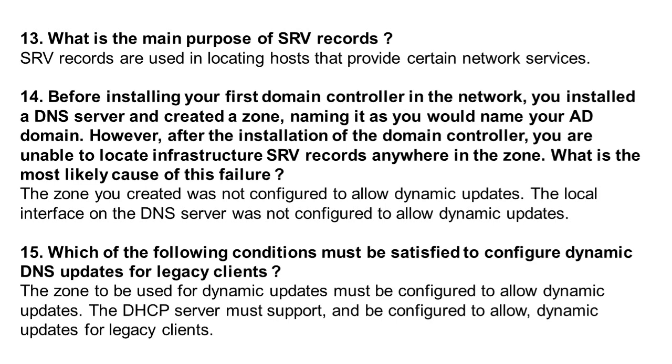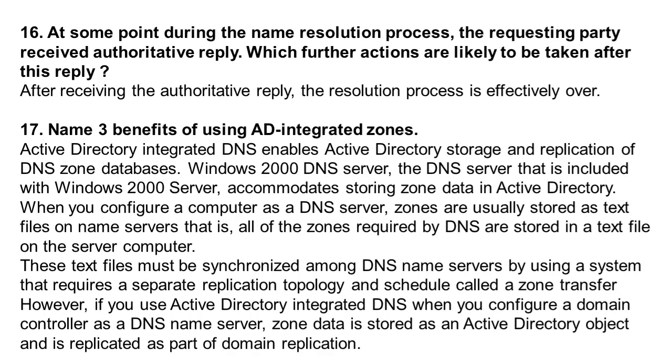Which of the following conditions must be satisfied to configure dynamic DNS updates for legacy clients? The zone to be used for dynamic updates must be configured to allow dynamic updates. The DHCP server must support and be configured to allow dynamic update for legacy clients. At some point during the name resolution process, the requesting party received an authoritative reply. Which further action is likely to be taken after this reply? After receiving the authoritative reply, the resolution process is effectively over.